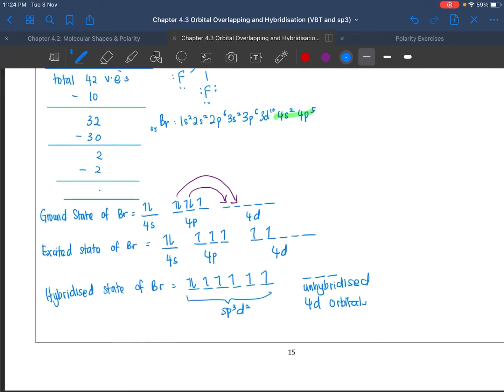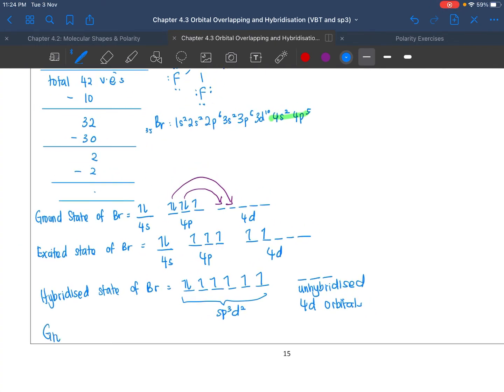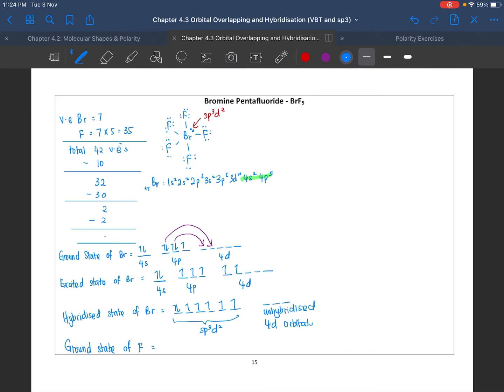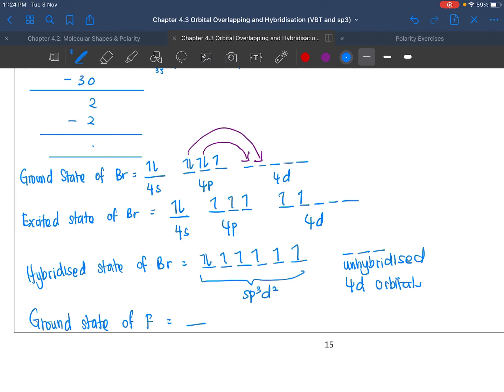Okay, next, last one, kita kena buat ground state for fluorine. Okay, so ground state for fluorine, tadi kita dah buat dekat sebelah, so kita ambil je lah. Okay, so fluorine 2s2 and 2p5.